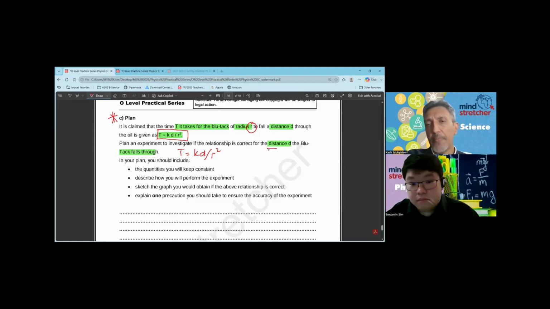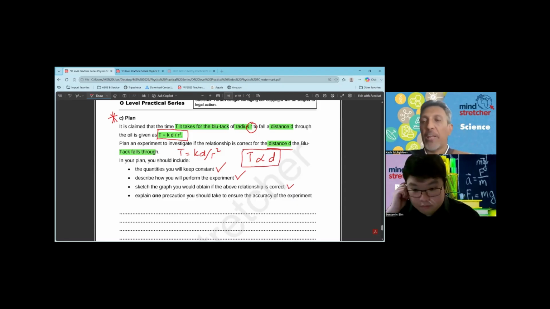Okay. So what they say is, in your experiment, state the quantities that you keep constant, describe how you'll perform the experiment, and sketch the graph. So you want to show whether this is true. Basically this. And explain one precaution.